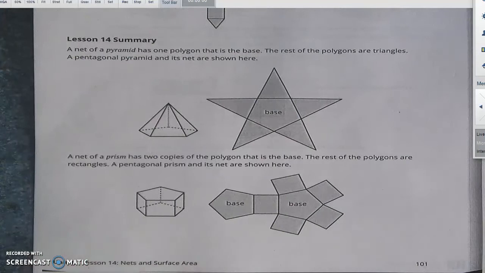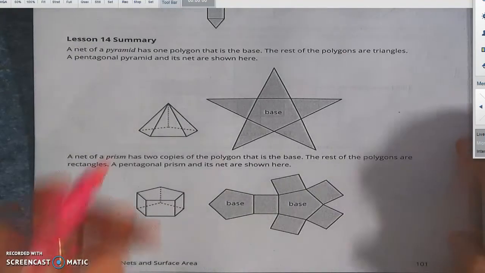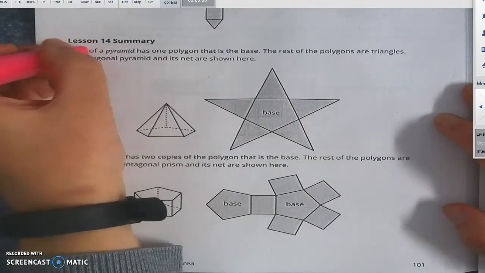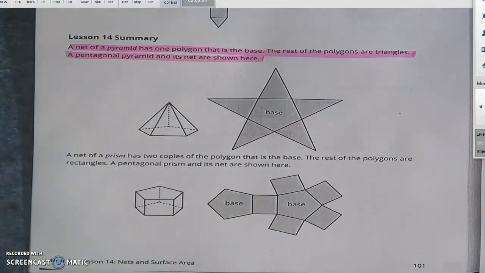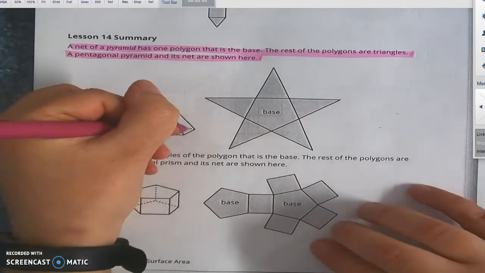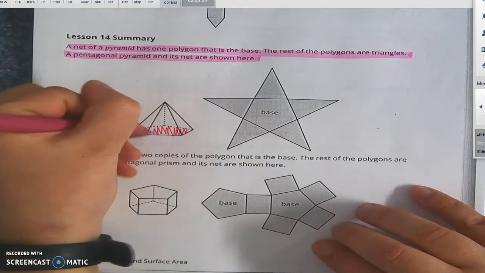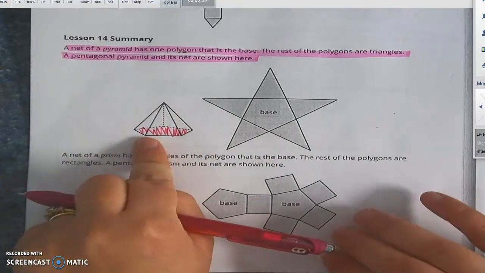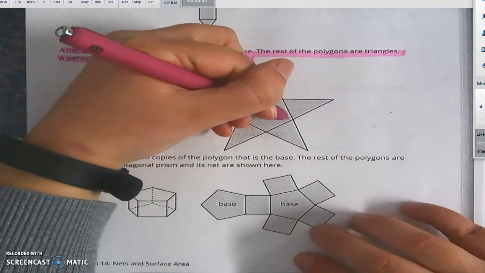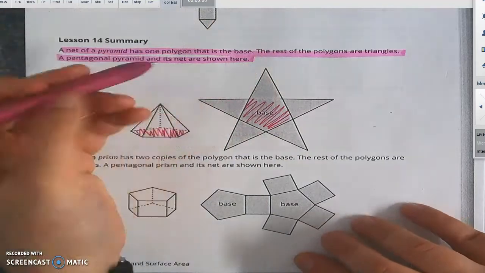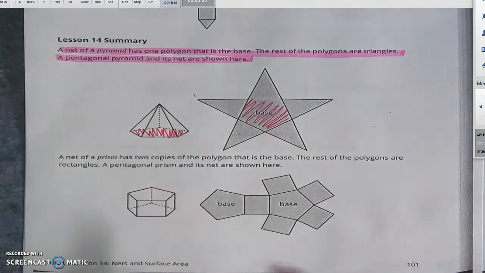So lesson 14, a net of a pyramid has one polygon that is the base. The rest of the polygons are triangles, and a pentagonal pyramid and its net are shown here. So here's a net of a pyramid. The folded up pyramid has a pentagon as its base and then triangles going around the outside. The net is a flattened out version of that. There's a pentagon as its base and triangles going around the outside.